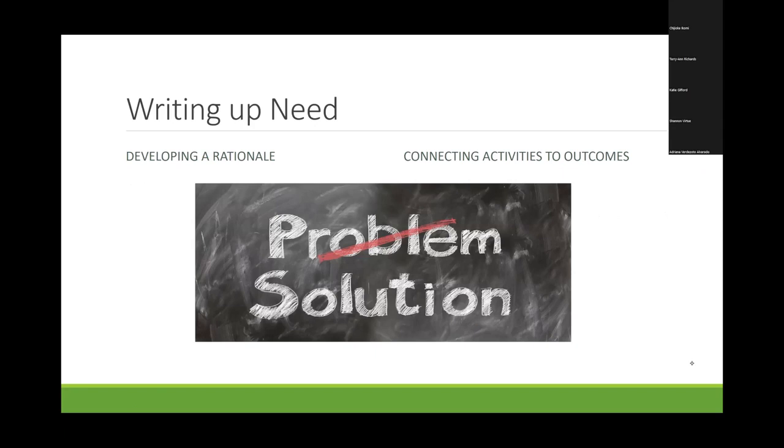I'm going to jump into some strategies for writing up need. There are two aspects to this that I'll cover today. There are obviously a lot of facets to grant writing, so we're keeping it kind of in the middle. But one is developing the rationale for your work, which I think is really important, setting the stage for why what you're doing matters.